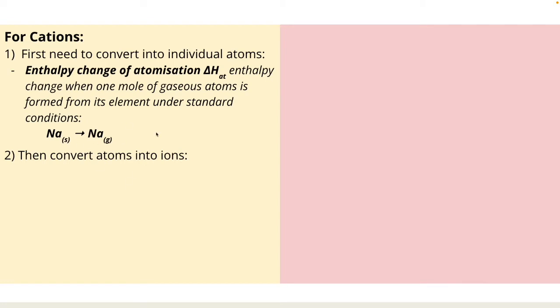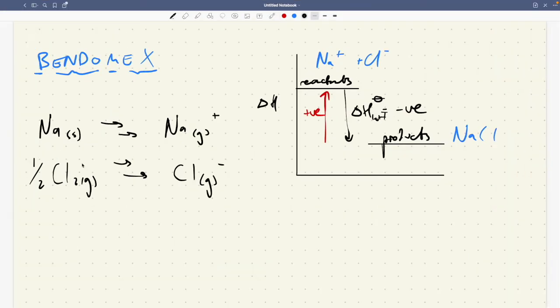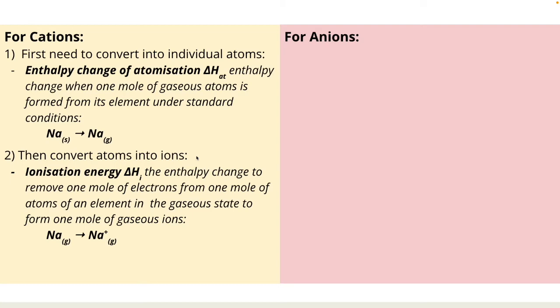Then we've got to convert the atom into the ion, which is also something we've looked at before. It is, of course, the ionization energy, the enthalpy change to remove 1 mole of electrons from 1 mole of atoms of an element in the gaseous state to form 1 mole of gaseous ions. So that's what we've done here. First, atomize, go from the element to the atom, and then ionize, go from the atom to the ion.